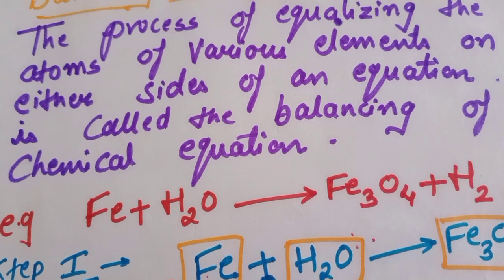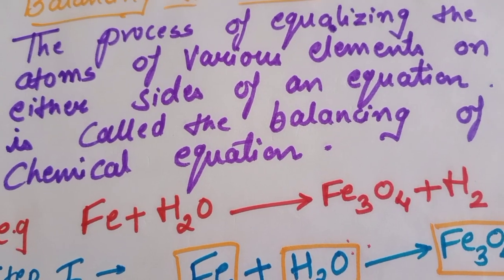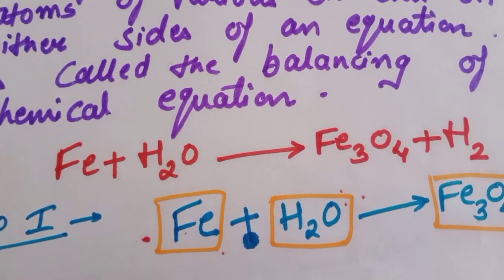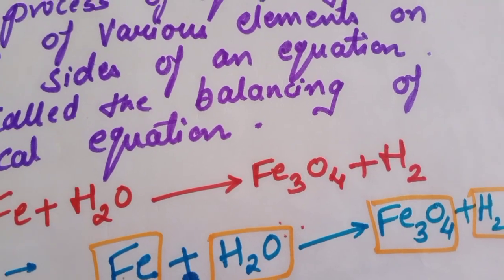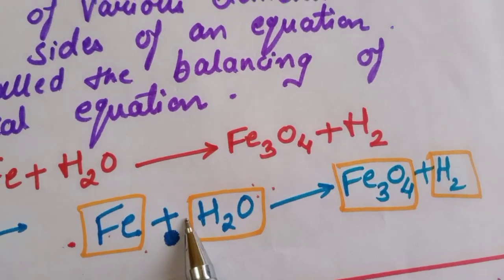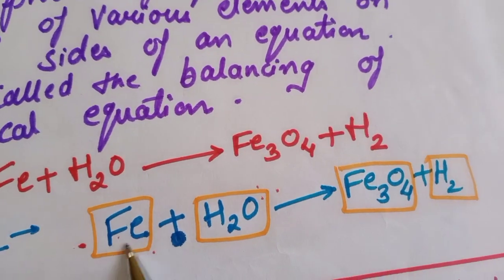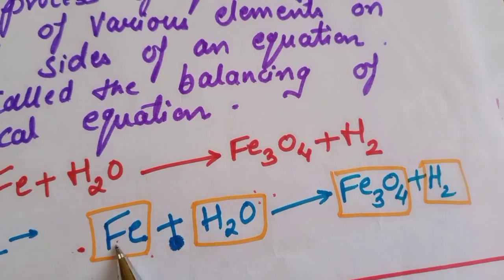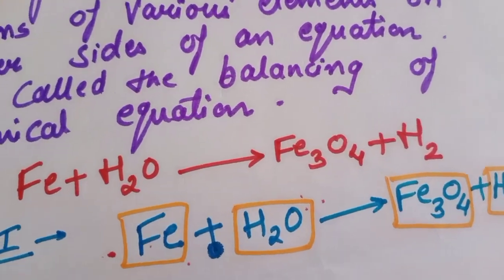Step first is to write the chemical equation and draw boxes around each formula. So you have to write the chemical equation and draw the boxes. So we have drawn the boxes here around each formula.